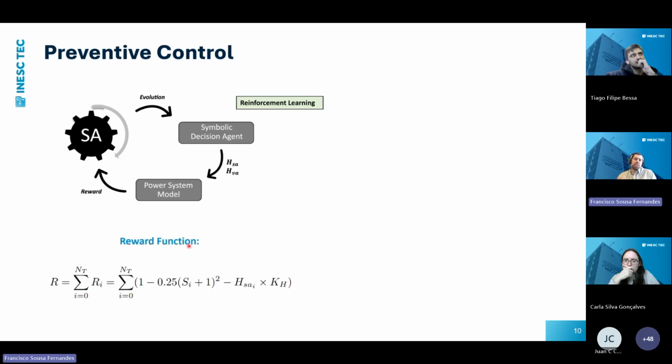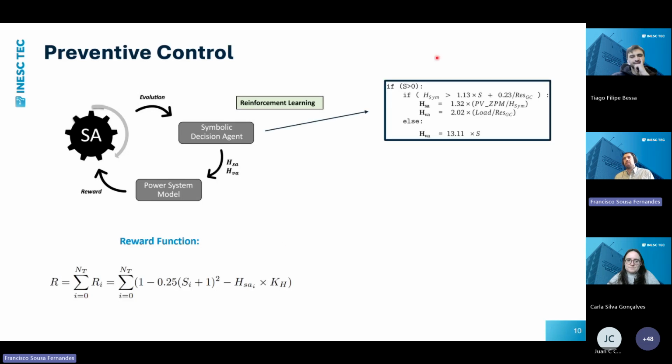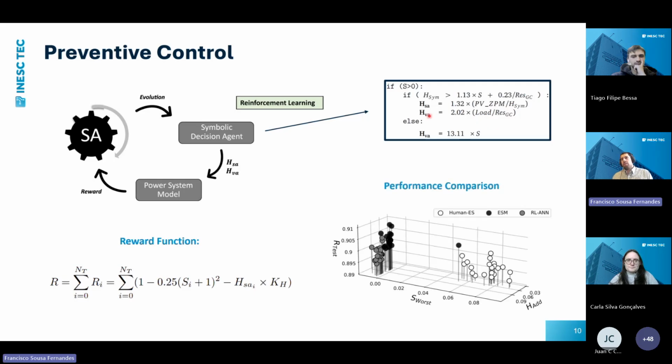This is a reward that we chose based not only on the stability score, but also on the price that we have for the preventive actions. And once again, we can get simple and interpretable models like this one. This makes total sense, as you can see.